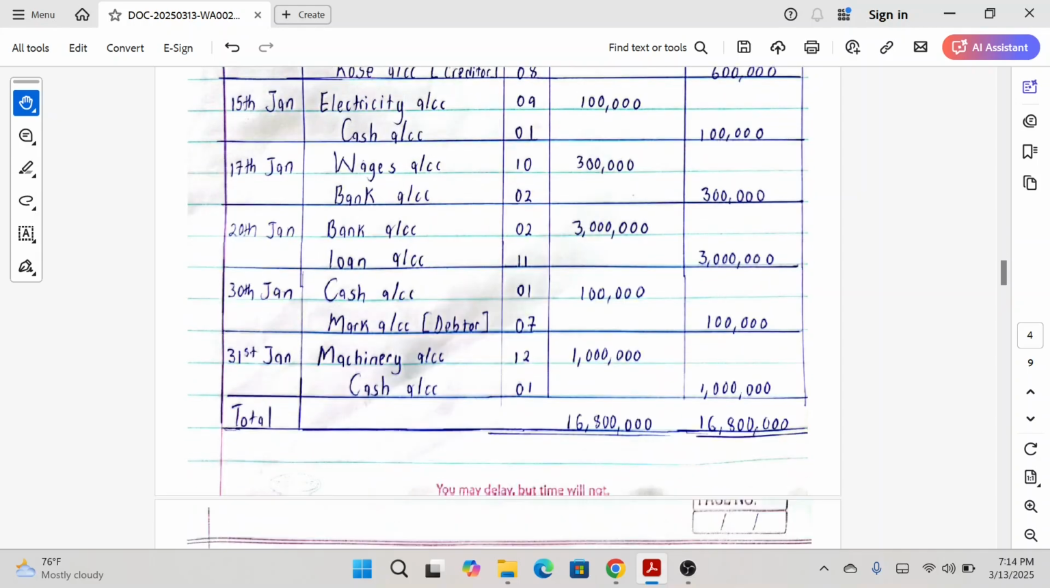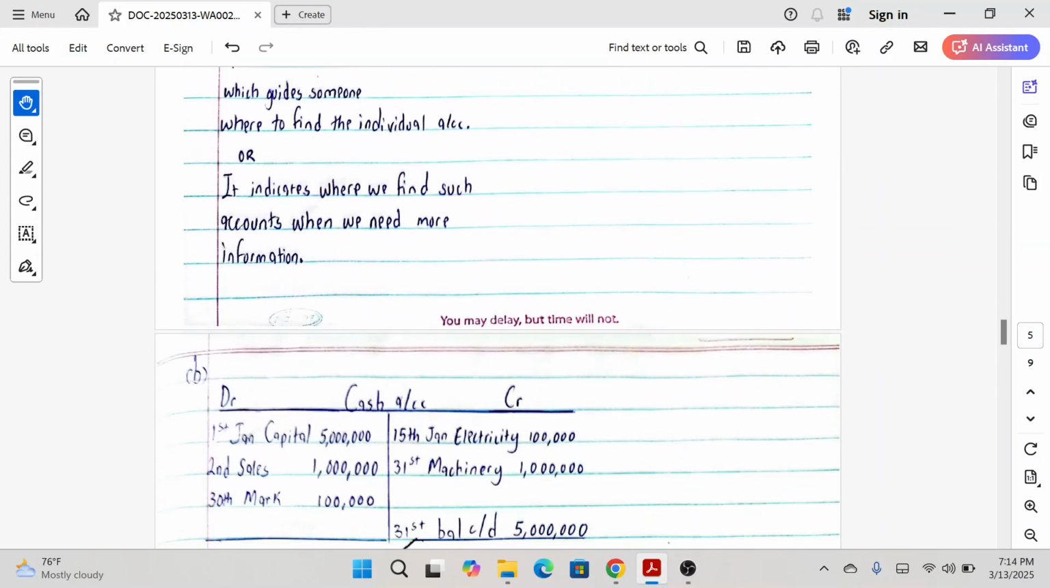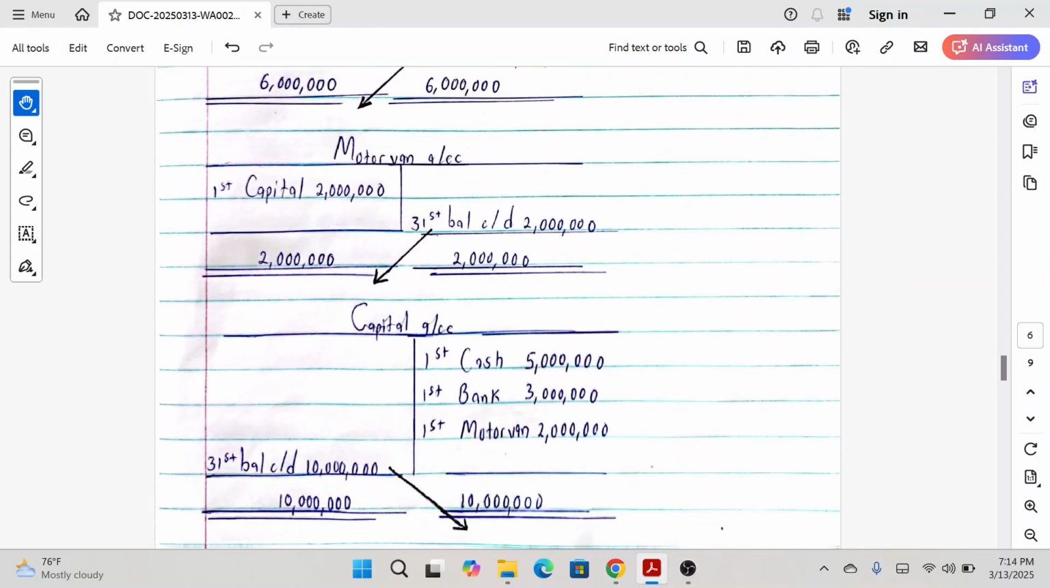So we are going to go on the credit side of capital, and we put the first cash of 5 million, first bank 3 million, first motor vehicle of 2 million, which add up to 10 million. So this is the lesser side. So 0 minus the 10 million, you can realize that the difference is 10 million.